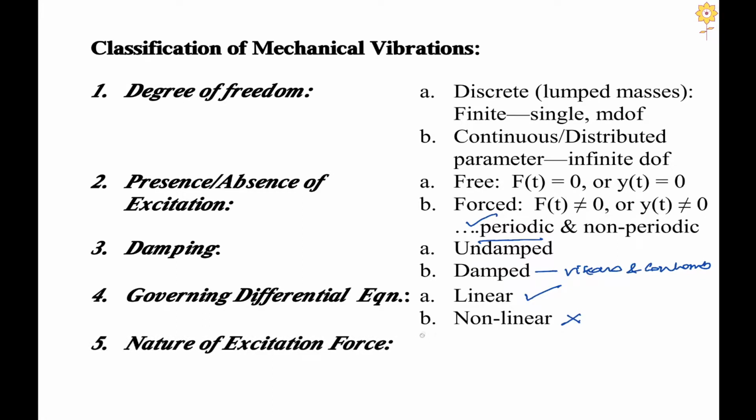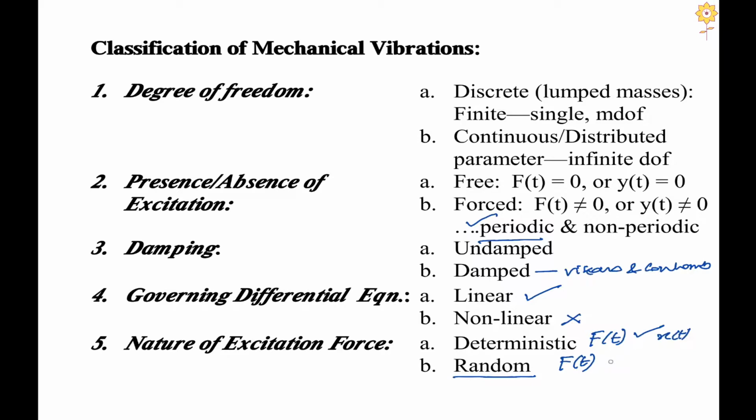Next, according to the nature of the excitation force in case of forced vibrations, we have deterministic vibrations and random vibrations. In deterministic vibrations, we know the nature of the force before solving the problem, and hence the output, that is displacement as a function of time and related parameters, can also be predicted with reasonable accuracy. In case of random vibrations, we don't know the value of the force as a function of time accurately, for example earthquakes, winds, and so on. So the exact value of force as a function of time is not known to us.